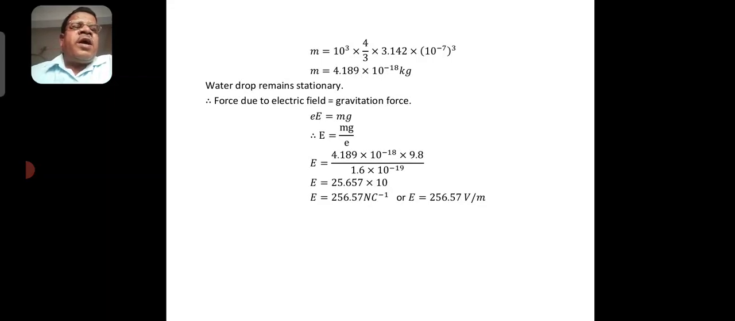Substitute the value of pi, 3.142, substitute the value of r and substitute the value of rho. We get the mass of the drop as 4.189 into 10 to the power minus 18 kg.